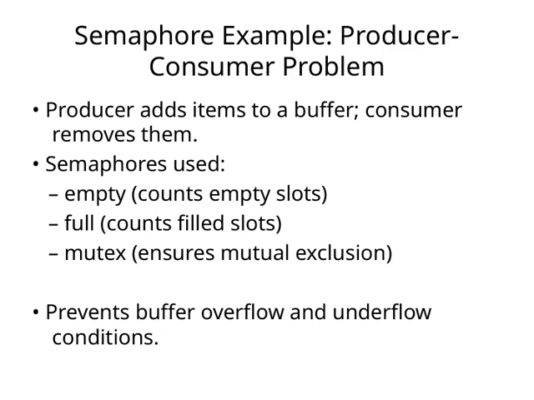In this scenario, the producer adds items to a buffer, while the consumer removes them, and they need to coordinate to avoid conflicts. Semaphores come into play here with 3 key ones. Empty, which keeps track of how many empty slots are available. Full, which counts how many filled slots there are. And mutex, which ensures that only one process accesses the buffer at a time.